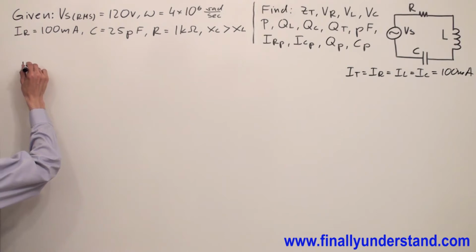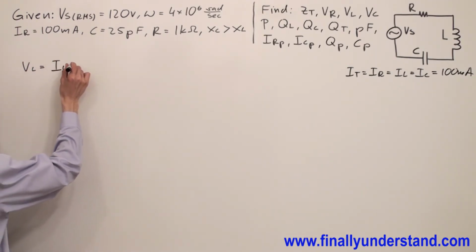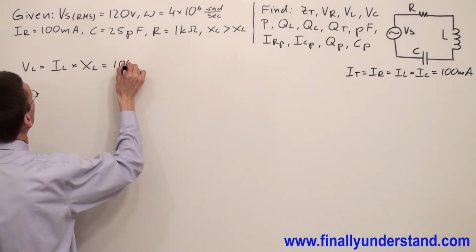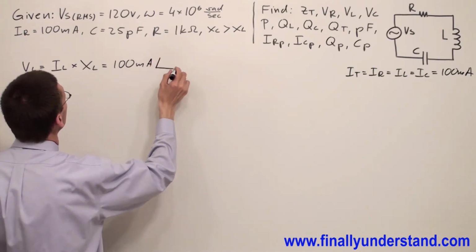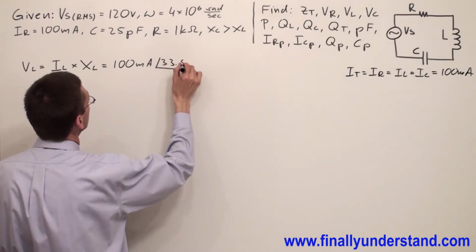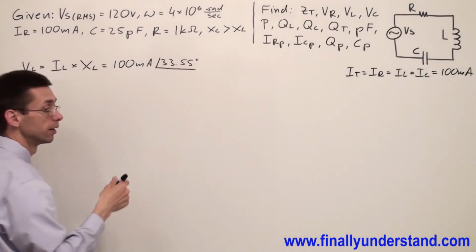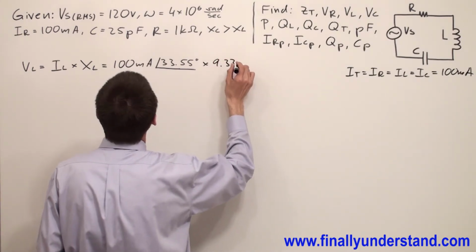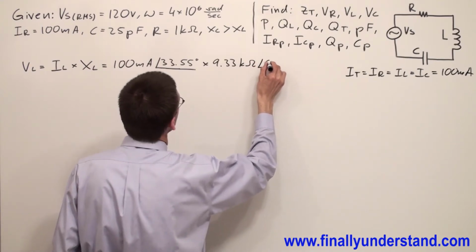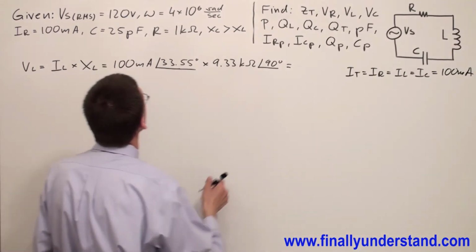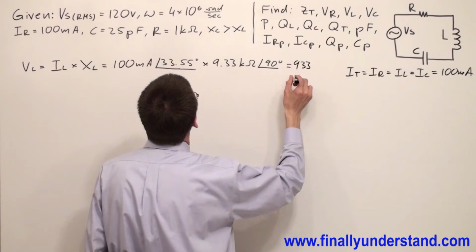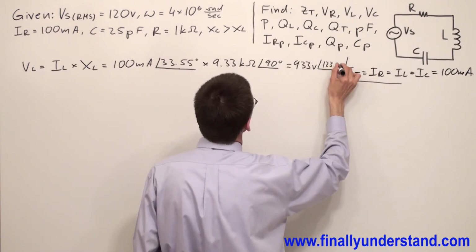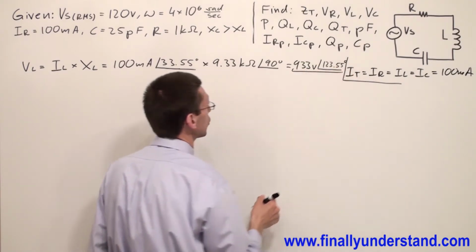Voltage across the inductor. VL is equal to IL times X of L, where IL is equal to 100 milliamps and angle of 33.55 degrees. Okay, this is the same current as I total times X of L, which is equal to 9.33 kiloohms and angle of 90 degrees. This is equal to 933 volts and angle of 123.55 degrees. So this is the voltage across the inductor.